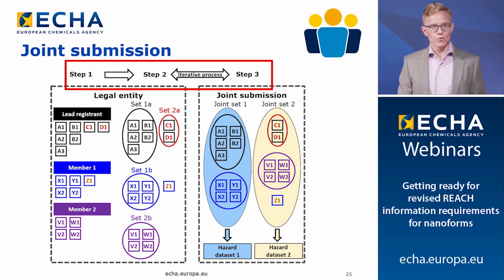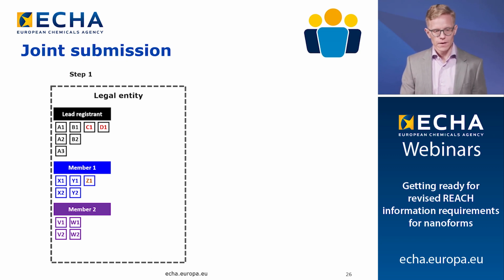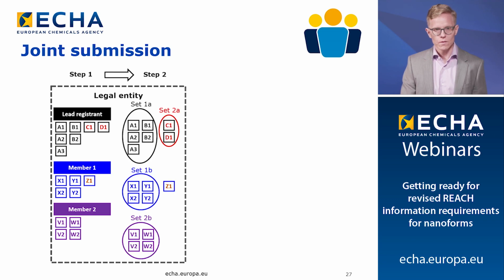Now we go back to the full figure and see what happens in steps 1, 2, and 3. In step 1, each registrant identifies the nanoforms they manufacture or import. When they have defined all the nanoforms which are in the scope of their registration, they will create in step 2 the initial sets of nanoforms. However, the initial sets may need to be redefined in step 3.